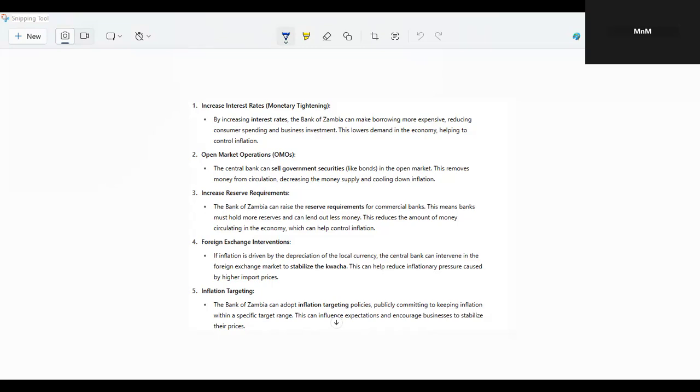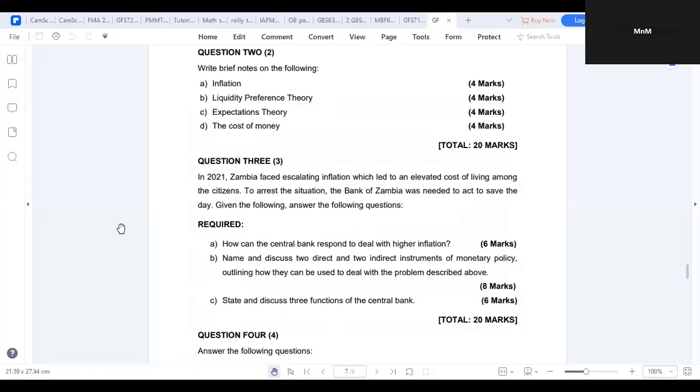The second question is asking us to mention any two direct and two indirect instruments of monetary policy and how they can deal with the problem of inflation above. Any two direct and two indirect. So one of the direct ones I've mentioned is the reserve ratio.